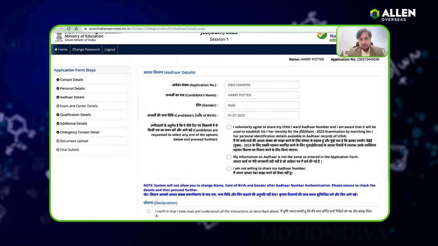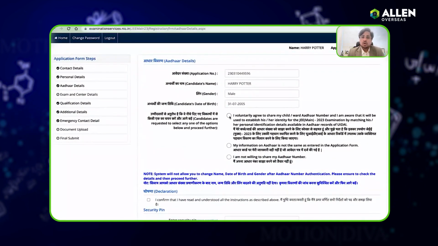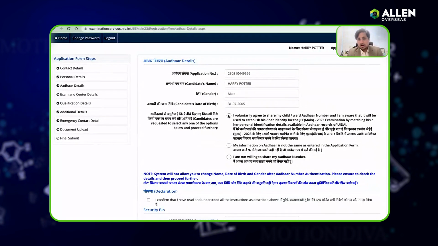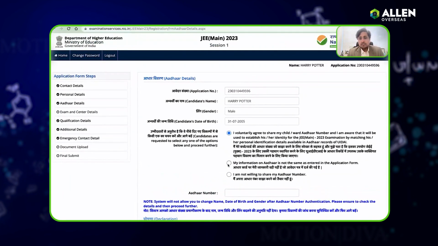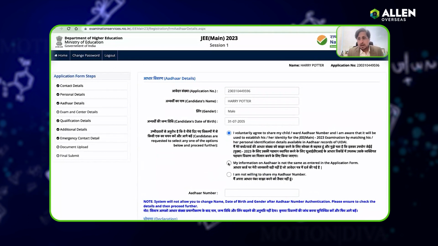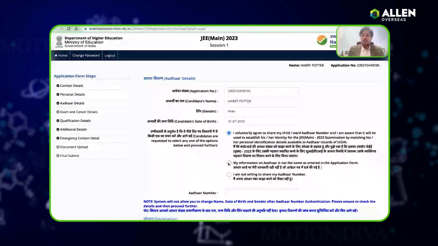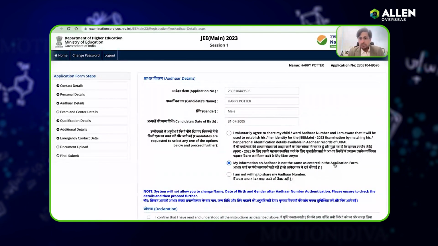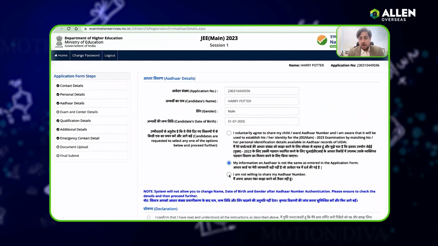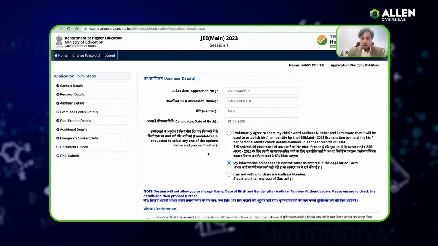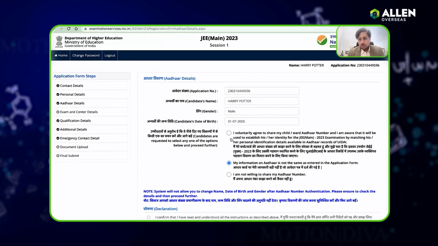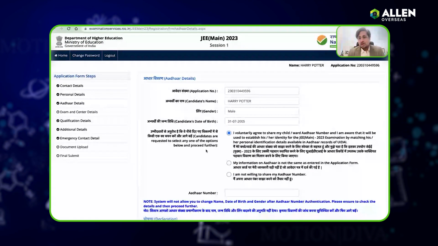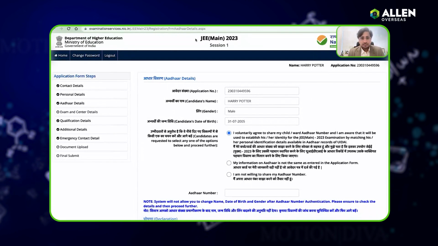If you have an Aadhaar, you can click on 'I voluntarily agree to share my child's ward's Aadhaar number'. Or sometimes it may happen that some name change has happened or you haven't updated your Aadhaar. So you can select this also, that my information on Aadhaar is not the same as entered in the application form. Or you can select 'I am not willing to share my Aadhaar number'. Any of the three options you may select. But usually the most general thing would be to voluntarily agree to share the Aadhaar number.